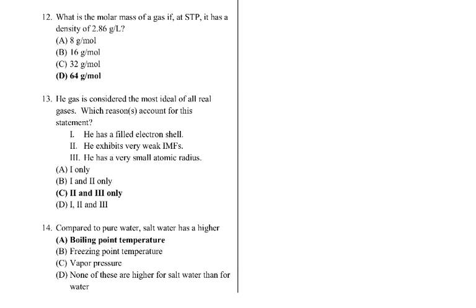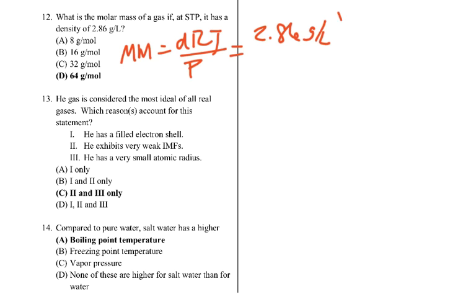Okay, what's the molar mass of a gas at STP if it has a density of 2.86 grams per liter? Well, this one depends on, do you know the density formula? You know, it's PV equals nRT, but if you know the density version of that, the molar mass is equal to dRT over P, so dRT over pressure. And we can put in our numbers here, so what do we know? Molar mass of a gas, okay, density 2.86 grams per liter.